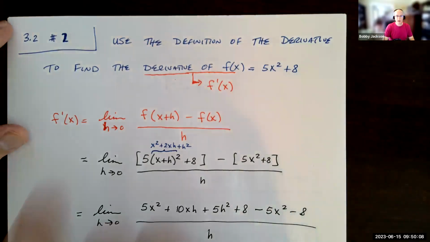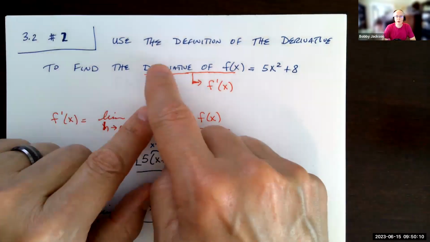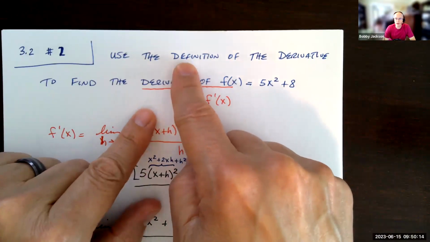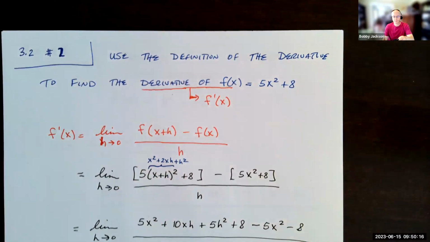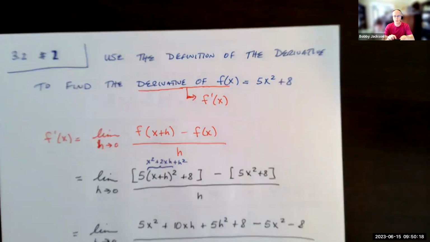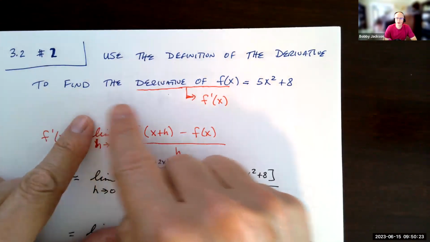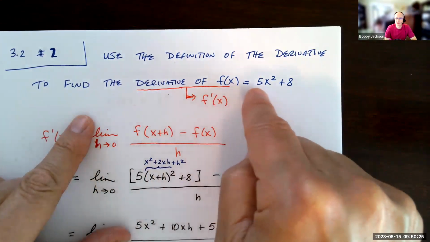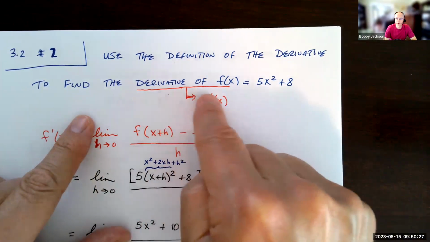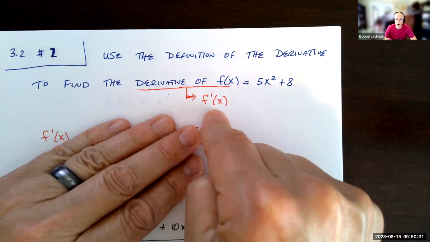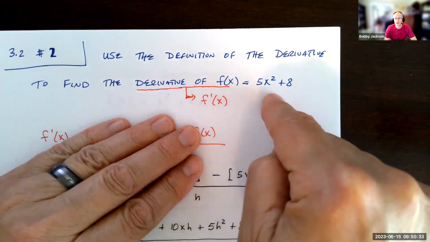Hey everyone, we're going to look at number 2 in section 3.2. We're going to use the definition of the derivative, and this is really the limit definition of the derivative. We're going to use that limit definition to find the derivative of the function f of x equals 5x squared plus 8. Remember, the derivative of the function f of x can also just be written as f prime of x. So it could just say find f prime of x if f of x is 5x squared plus 8.